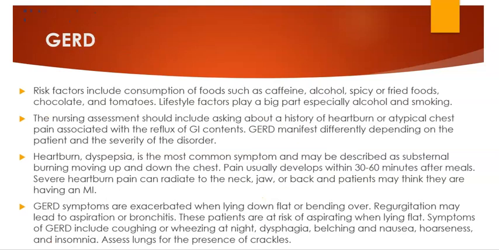GERD is the very first thing on the list of your syllabus. GERD is the most common upper GI disturbance in the United States, typically in middle-aged folks. We know this is just a backflow of stomach contents into the esophagus, or regurgitation. Risk factors, as you can see on the screen, include foods like caffeine, alcohol, spicy foods, fried foods, chocolate. Those are the foods you need to avoid, if you will. A lot of this is due to diet and exercise.